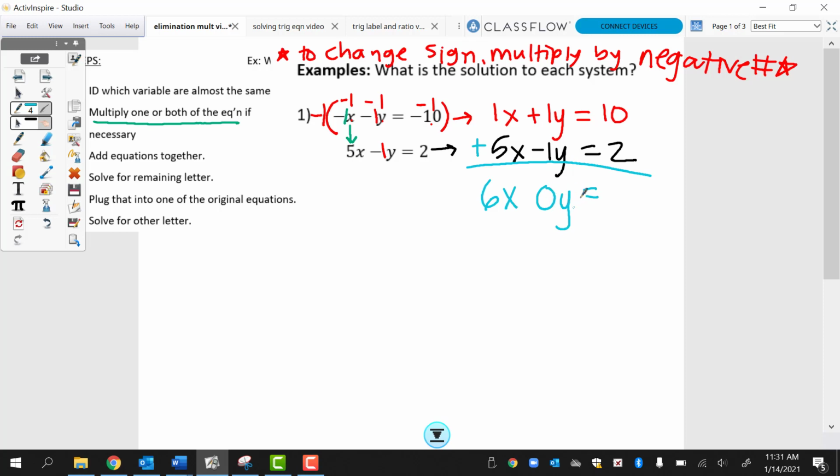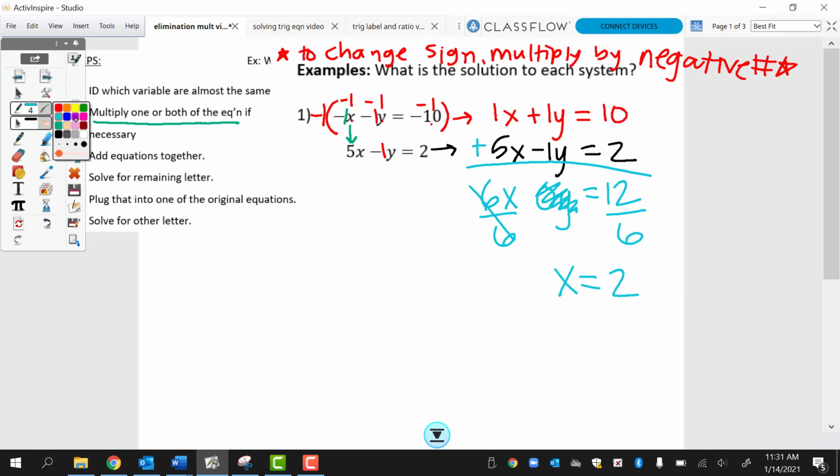Something needs to add up to 0. Continue adding. 10 plus 2 is 12. And so we're going to finish solving this. Now, the 0y, we know we can cross that out. And the step to solve is we divide by 6 to solve for x. And I get x equals 12 divided by 6 is 2.